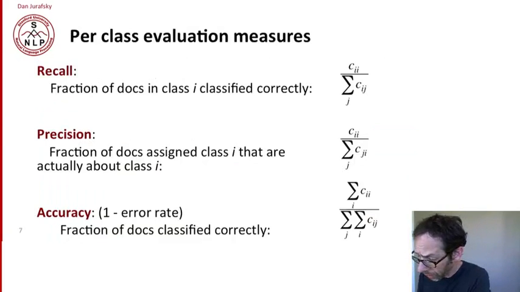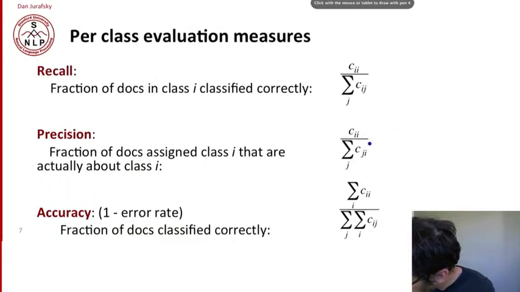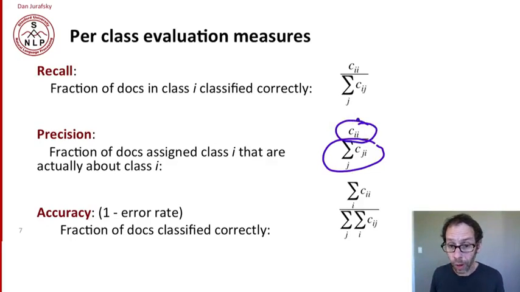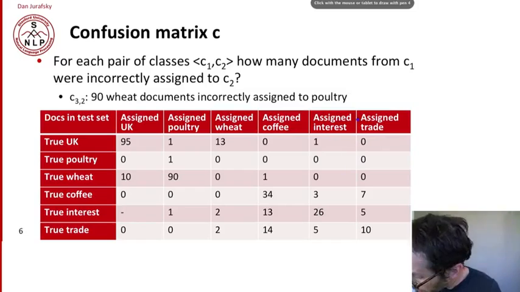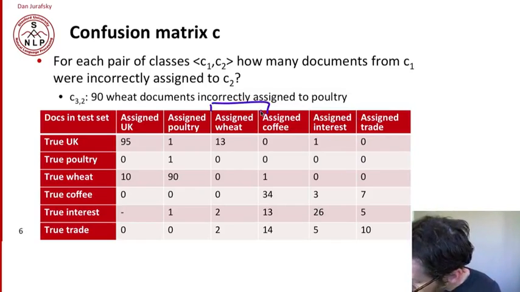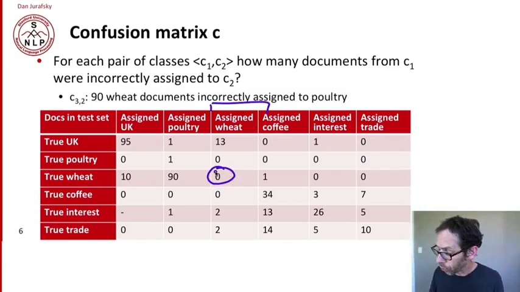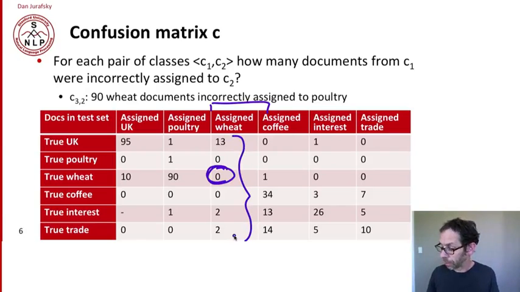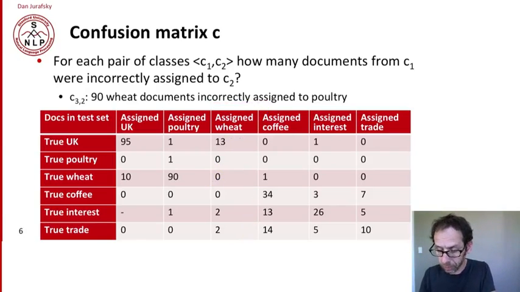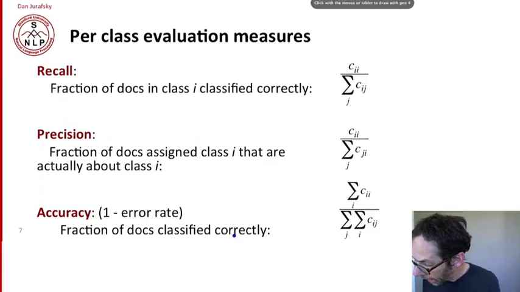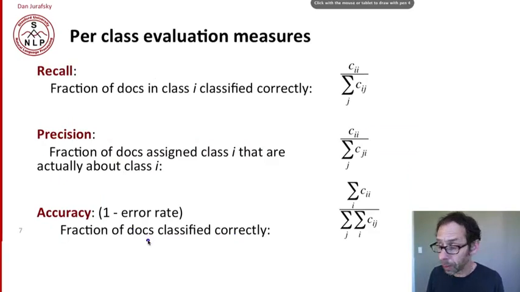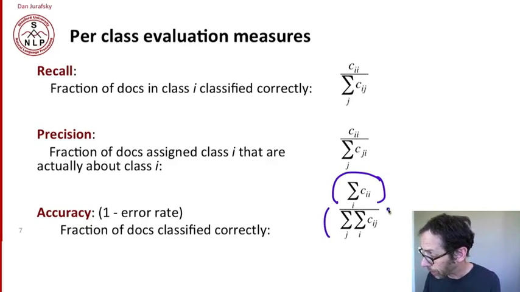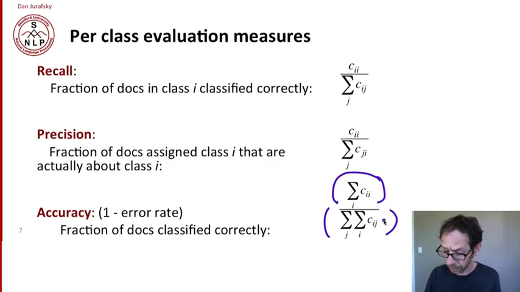For precision, we're going to ask, of the documents that we returned, so that's an entire column, of that column, how many are the documents that we were correct about? Of the documents that we said were about wheat, how many of them were truly about wheat? So the documents about wheat divided by the sum of all the documents that we said were about wheat. And then accuracy is just the fraction of documents classified correctly. So it's the sum of these diagonal entries divided by the sum of all of the entries in the confusion matrix.